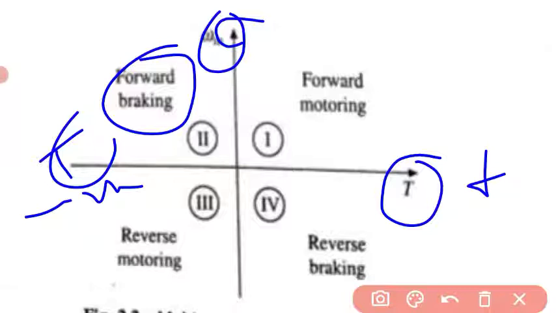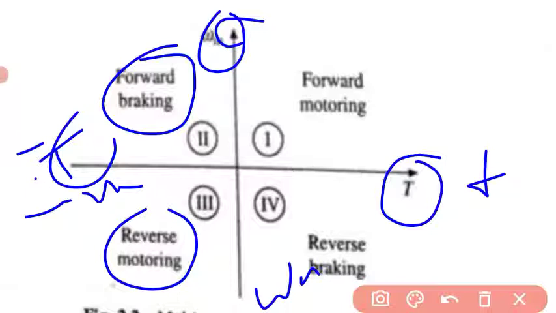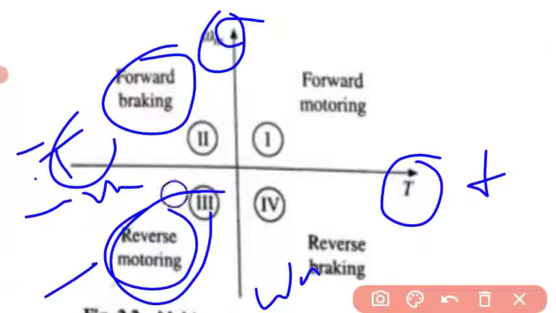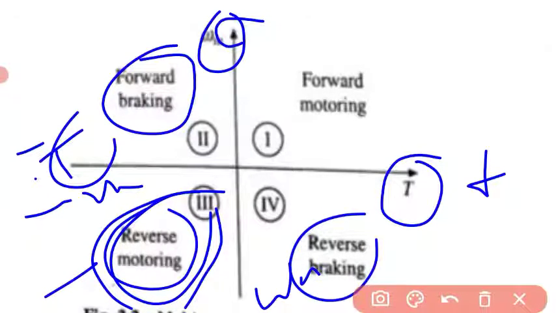Similarly, quadrants third and fourth can be identified as reverse motoring and reverse braking. Here both speed and torque are negative, hence the product becomes positive, and the power developed by the motor is positive, hence it is called reverse motoring. And similarly we obtain reverse braking.